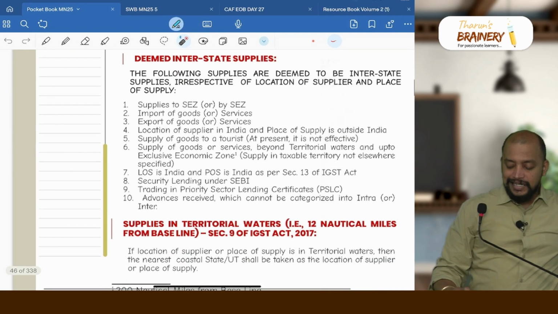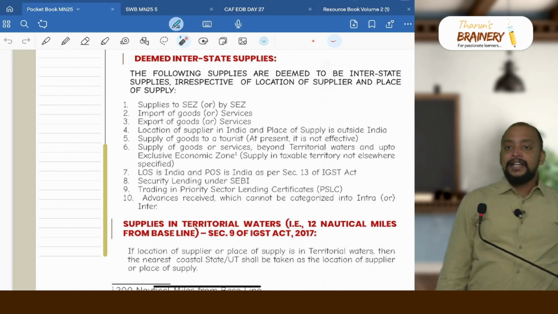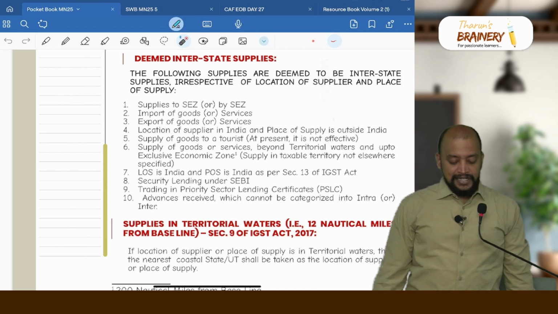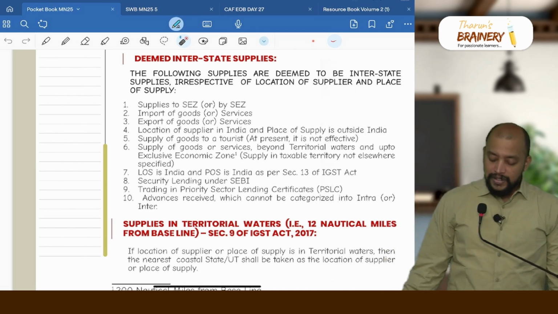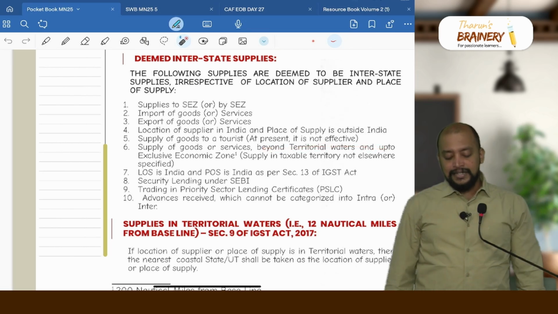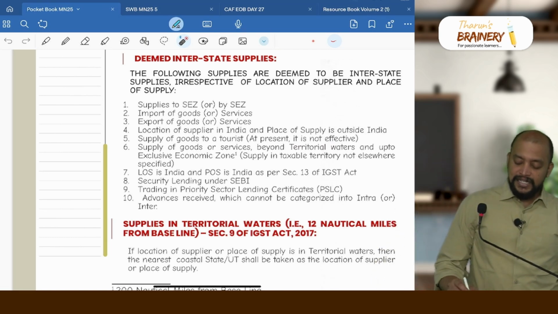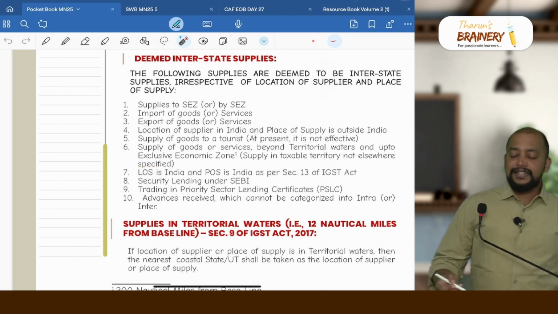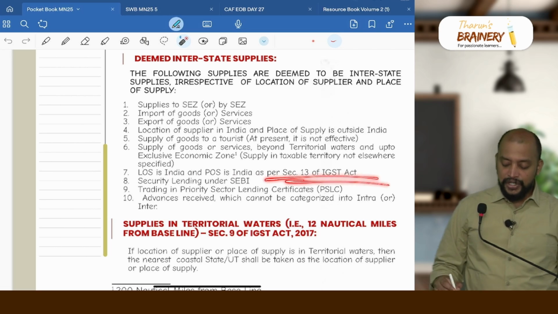Then deemed interstate supplies. There are some transactions which are regarded as deemed interstate supplies. What are they? Supply to SEZ, supply by SEZ. Import of goods, import of services. Export of goods, export of services. Supplier in India, place of supply outside India. Then supply to a tourist. At present it is not effective. Then next, supply of goods or services beyond territorial waters and up to 200 nautical miles from the baseline, that is supply in taxable territory, not elsewhere specified. Then supplier in India, place of supply also in India, but place of supply is determined under section 13.